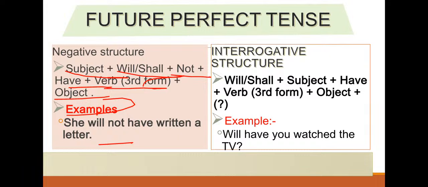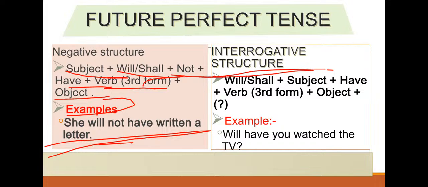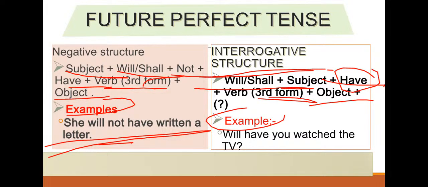I told you, you have to keep in mind what is actually the uses of the future perfect tense, and you will be understanding these kind of examples. Let's get into the interrogative version. We have will and shall in the beginning, and then the subject. After the subject we have have, and the third form of the verb and the object. For example, will you have watched the TV?